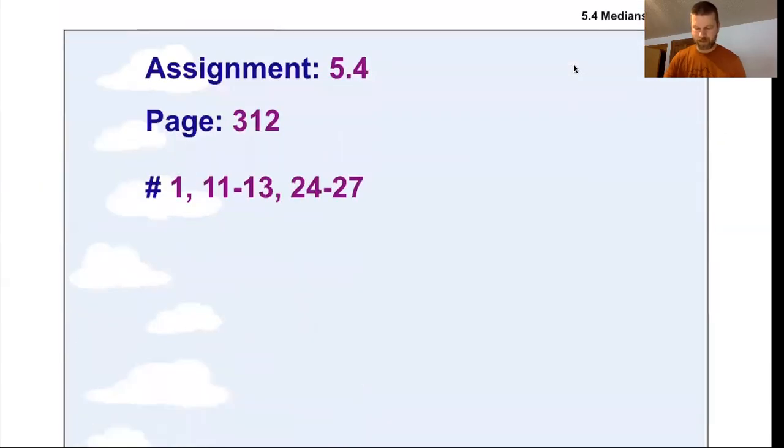All right. Today's section is 5.4, problems 1, 11 to 13, and 24 to 27. It's just identifying. Is this thing a median? Is this thing an altitude? Or is it neither? I'll see you in class.